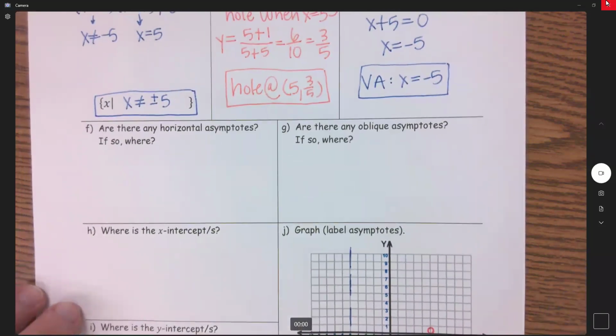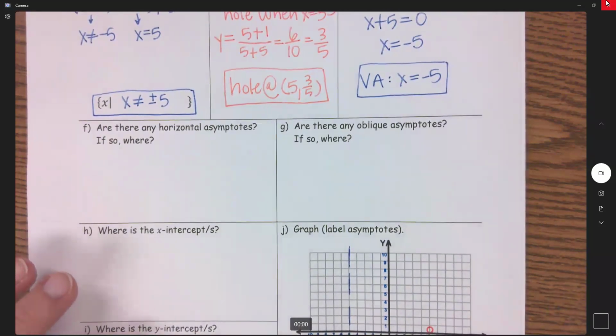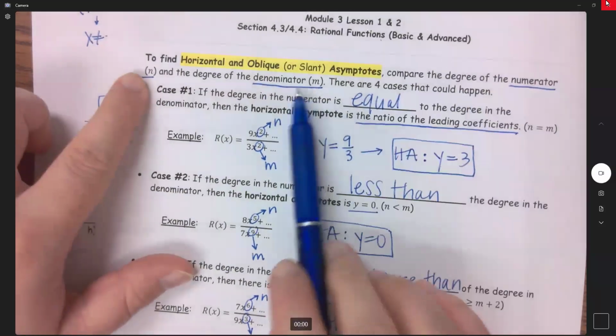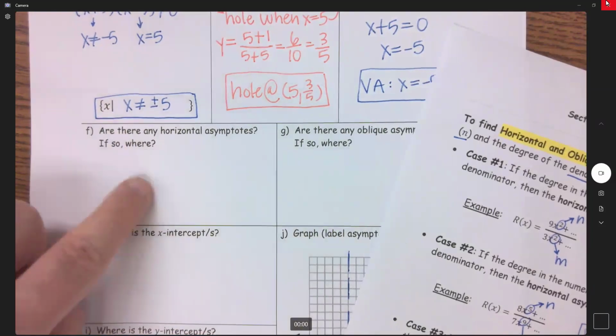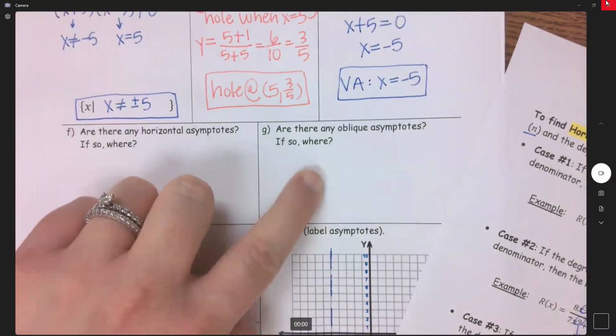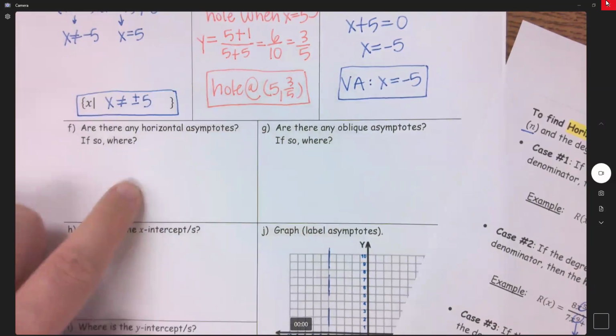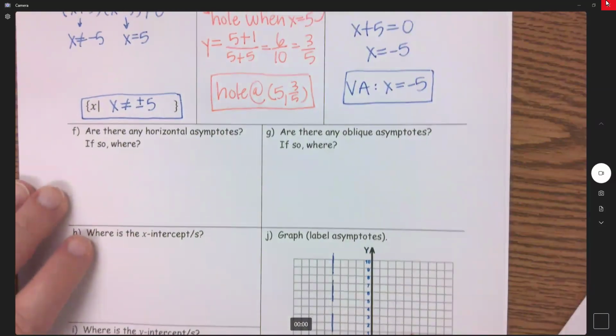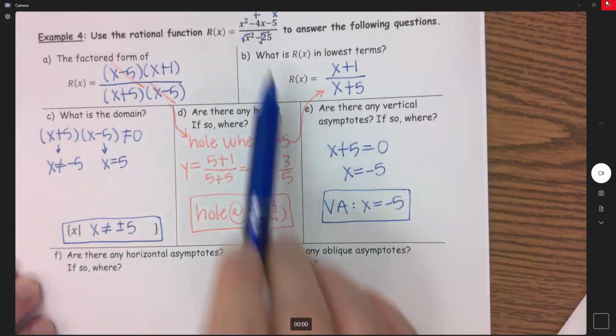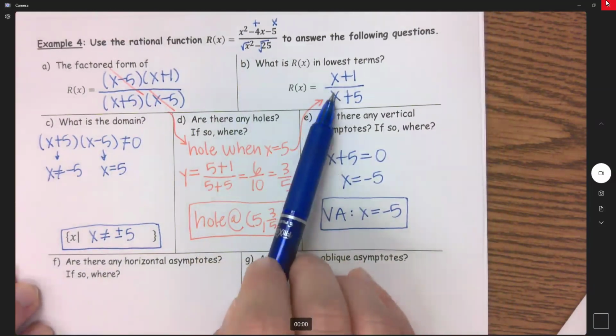So now F and G want to know if I have any horizontal or oblique asymptotes. Okay, so to do both of these, we need to compare N and M. And really, if I answer one, I'm answering both. If I have a horizontal, I can't have an oblique, and vice versa. If I have an oblique, then I can't have a horizontal. It's one or the other. So let's compare our N and our M. And it doesn't matter if you do the original or the reduced.